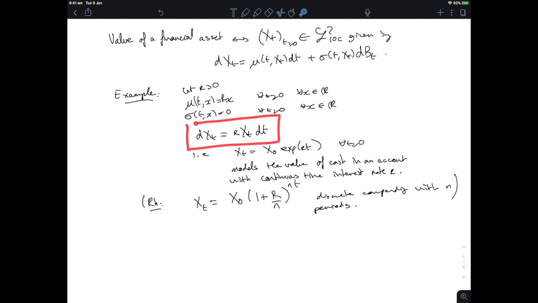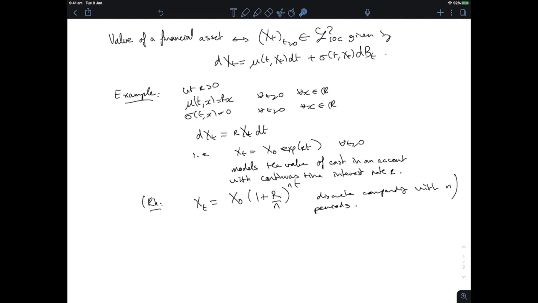So this type of equations, these ordinary differential equations, are the most basic equation describing the evolution over time of the value of a financial asset. They are deterministic equations. Here it's a risk-free asset if we assume that the interest rate doesn't change over time and is not something that carries any uncertainty.